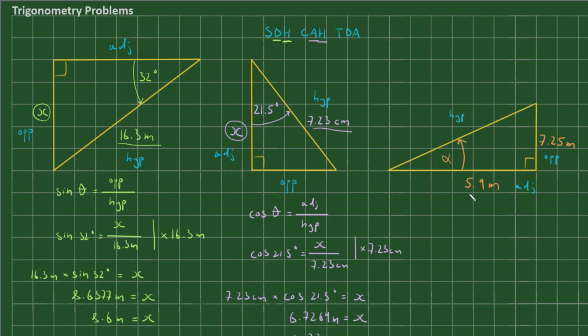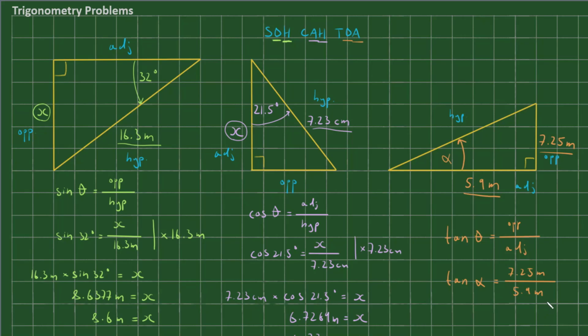So in this case, I have been given the adjacent and the opposite. That means that I need to use the trigonometric function that uses these two sides. And that happens to be tangent. Tangent uses opposite and adjacent. Again, I'm going to write out the general formula for tangent. Tan theta equals opposite over adjacent. In this case, the angle is alpha. So I'm going to write tan alpha equals opposite, which is 7.25 meters, over the adjacent, which is 5.9 meters.